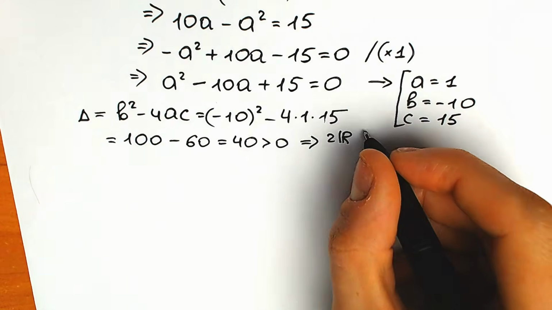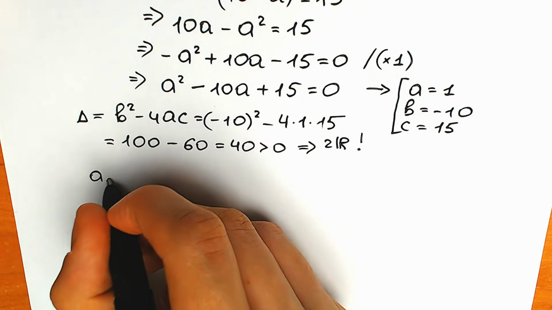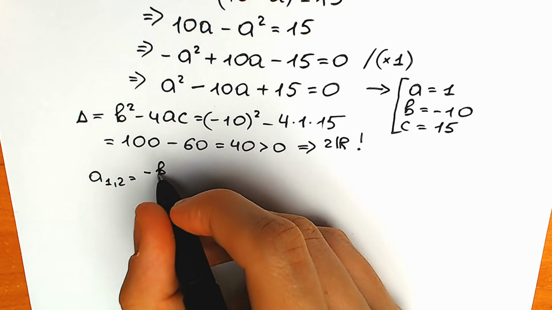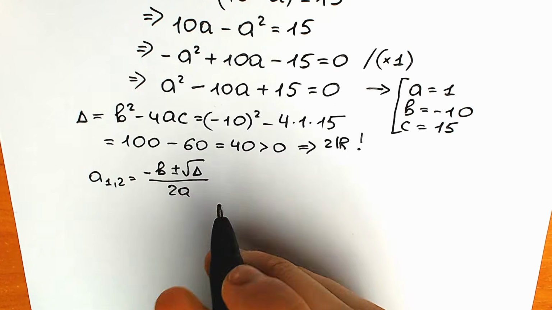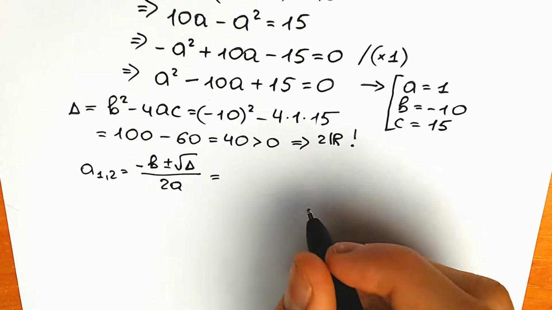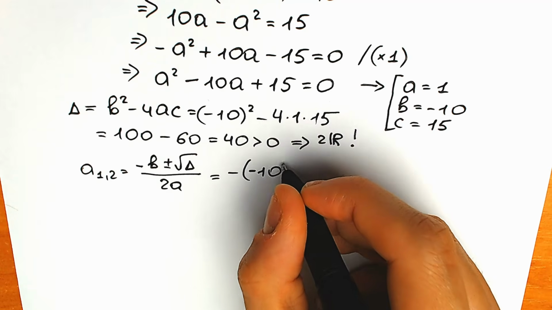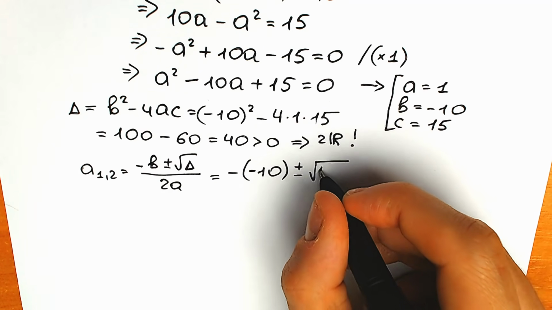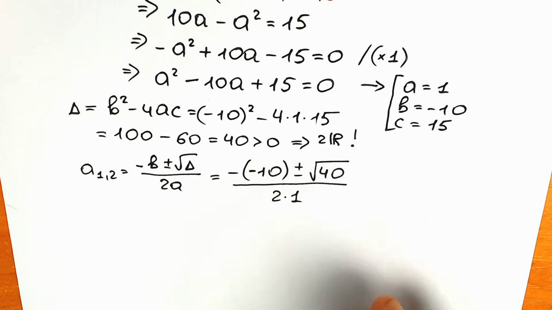It's also really great. Right now let's solve for the first and second roots. Let's plug in everything into the well-known formula: minus b plus or minus the square root of the discriminant, all over 2a. So minus b equals minus minus 10, two negative signs, so 10, plus or minus the square root of the discriminant, square root of 40, all over 2 times 1.